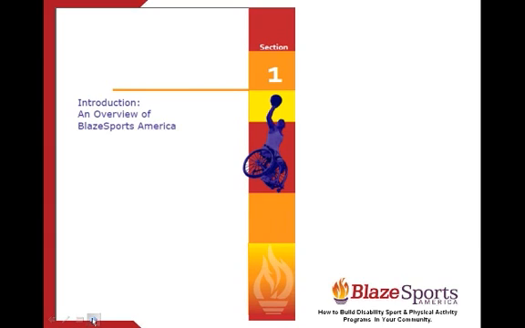And basically that manual has 9 chapters. We're going to just briefly discuss what's in them. Chapter 1 is basically an overview of Blaze Sports. As many of you know, Blaze Sports is a legacy program of the '96 Paralympic Games. We are 15 years into since the Paralympic Games.